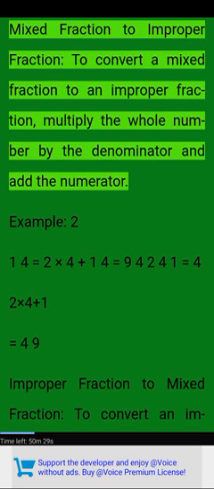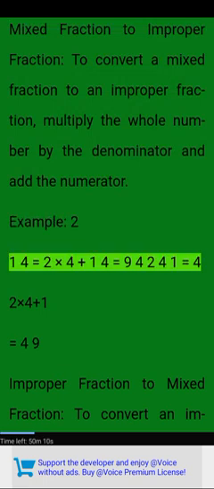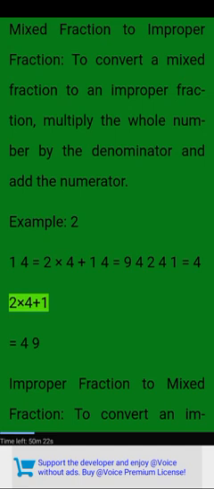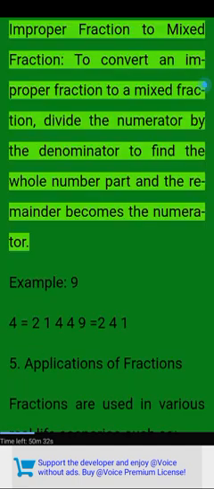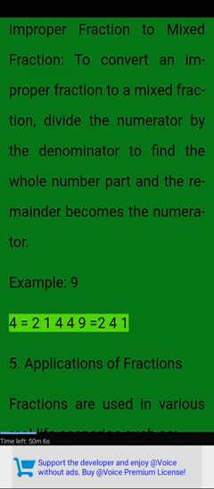Mixed fraction to improper fraction: to convert a mixed fraction to an improper fraction, multiply the whole number by the denominator and add the numerator. Example: 2 1/4 = (2 times 4 + 1)/4 = 9/4. Improper fraction to mixed fraction: divide the numerator by the denominator to find the whole number part, and the remainder becomes the numerator. Example: 9/4 = 2 1/4.